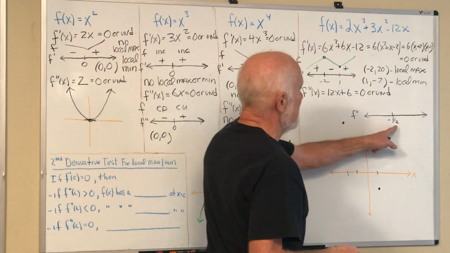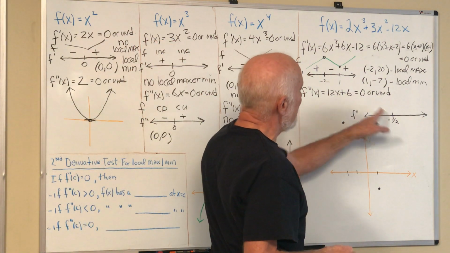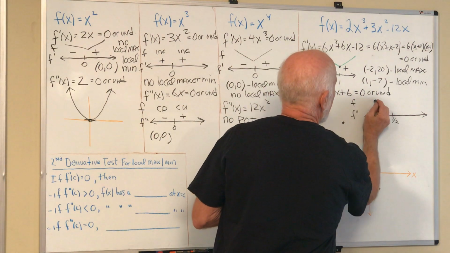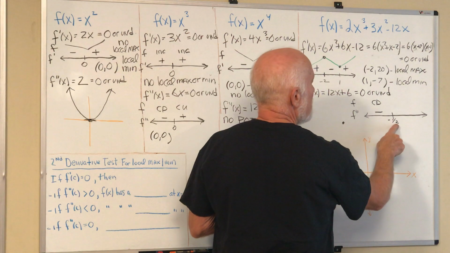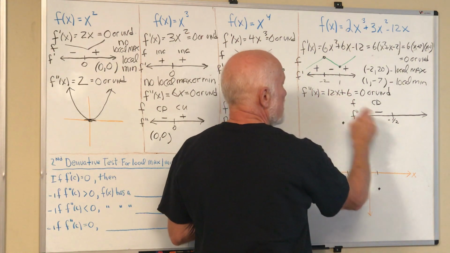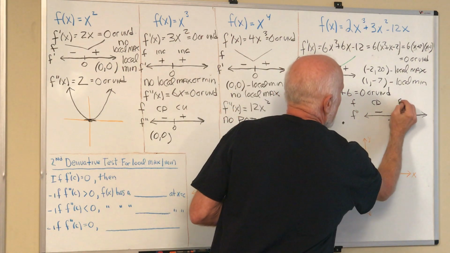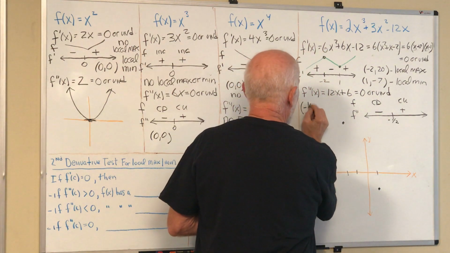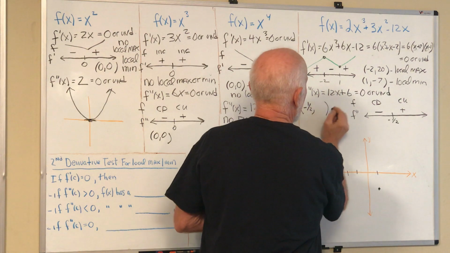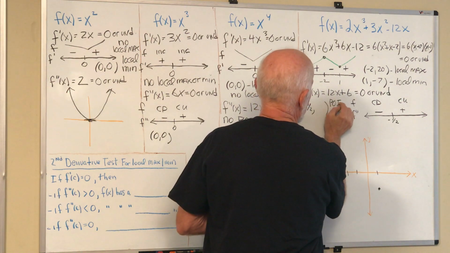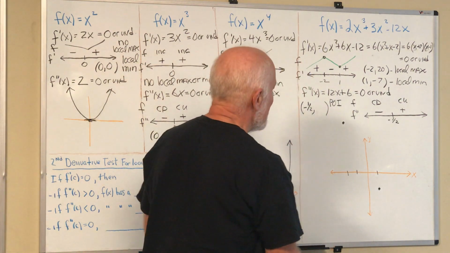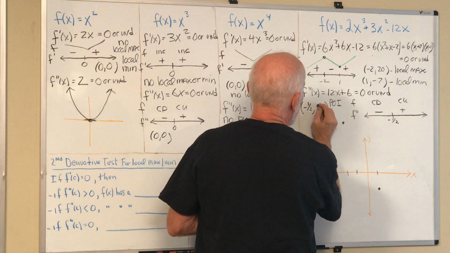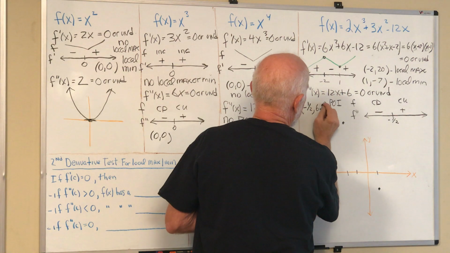Well, if you take a number to the left of -1/2, this is going to be negative. So the function itself is going to be concave down. Bigger than -1/2, this expression is going to be positive. So the function is concave up. So sure enough, at -1/2, we have a point of inflection. And when you put -1/2 into here, it happens at 6.5.